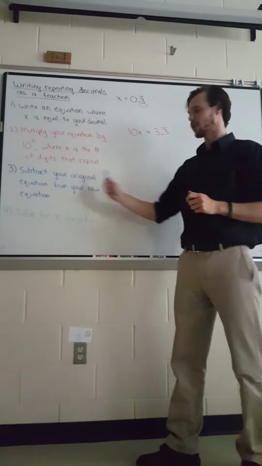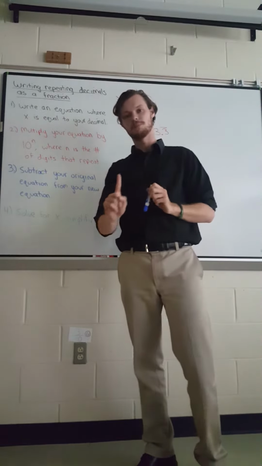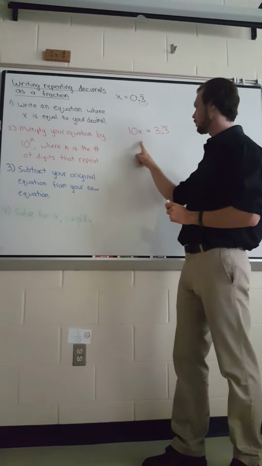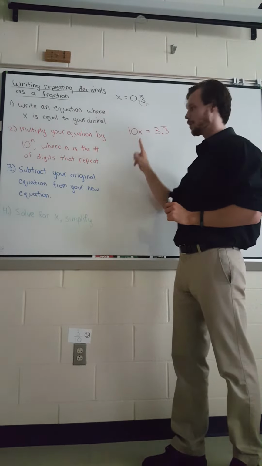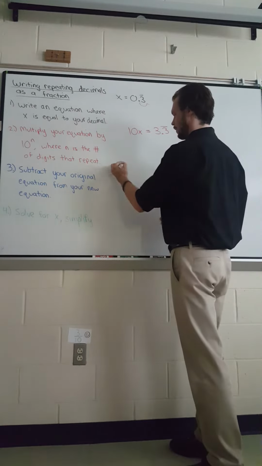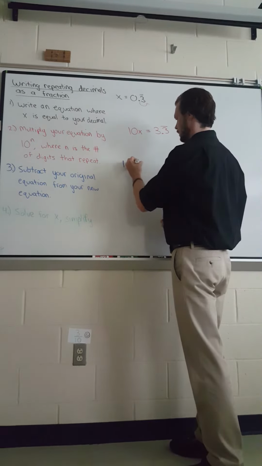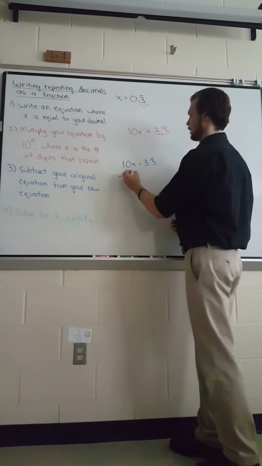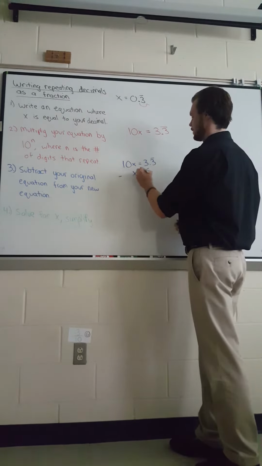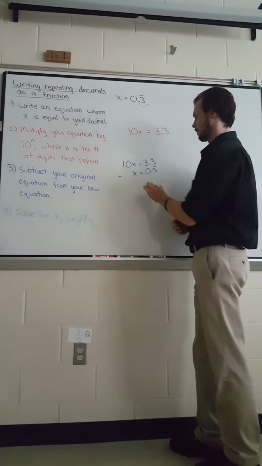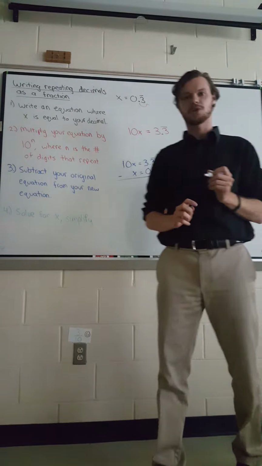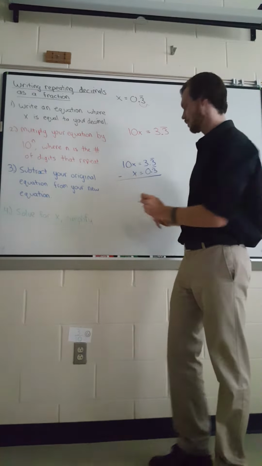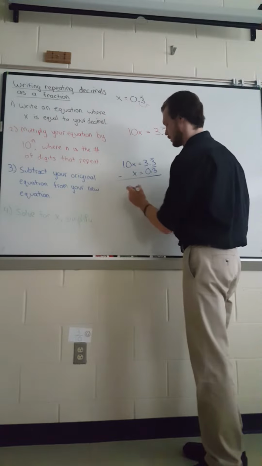Moving on, we go to step 3. Step 3 is simply subtract your original equation from your new equation. So we have our original equation up here in black, our new equation down here in red. I'm going to rewrite the problem in blue. So new equation, 10x equals 3.3 repeating, minus x equals 0.3 repeating. This is one big subtraction problem. On the left-hand side, we have 10x minus 1x. That leaves us with 9x.